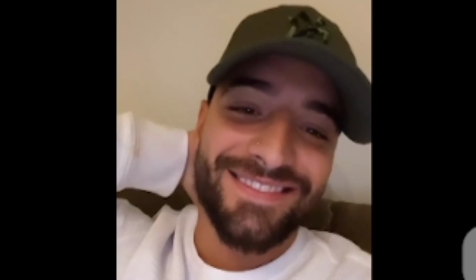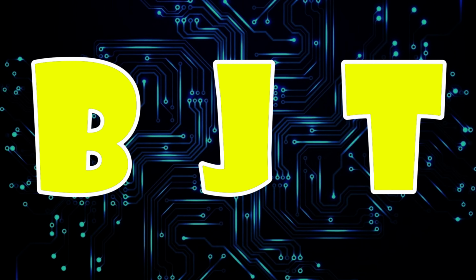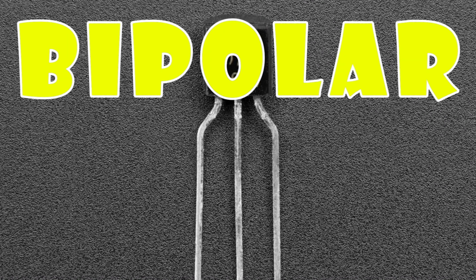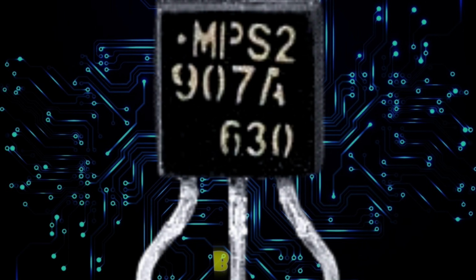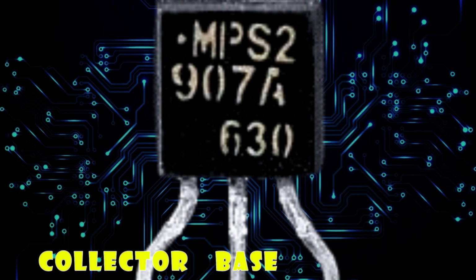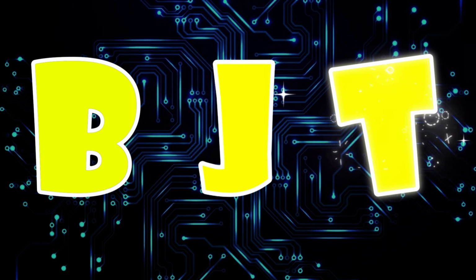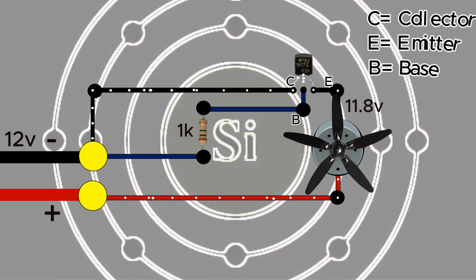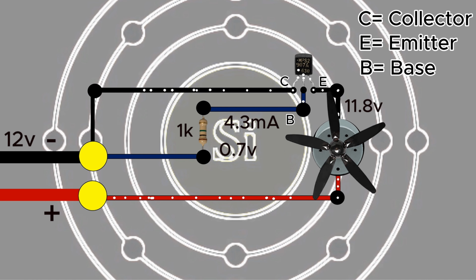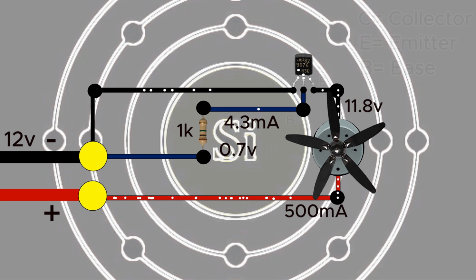First, let's talk about the BJT. So, BJT, as we all know, stands for Bipolar Junction Transistor. It has three terminals: the base, the collector, and the emitter. The BJT is called the current controlled transistor. This means a small current entering the base controls a large current flow.